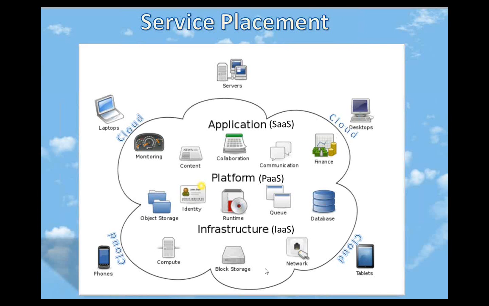So you can say this is a cloud layer. Then you have another layer which is platform as a service, which is offered at this layer. You have object storage, identity management, runtime queue, and databases. All those things come under the platform as a service offering. Then you have another layer at the top, which is the application layer, or you can say the innermost core in the cloud sphere. In this you have monitoring, content, collaboration, communication, and applications hosted or subscribed to as software as a service. So this is another layer when we talk about service placements.